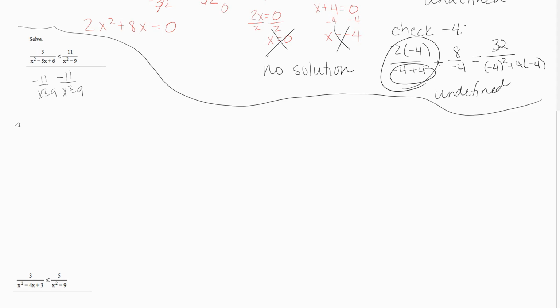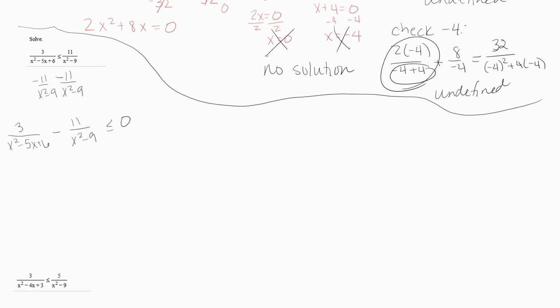So that gives us 3 over x squared minus 5x plus 6 minus 11 over x squared minus 9, and that'll be less than or equal to 0. Okay, the next thing we need to do is combine our fractions so that we just have one rational expression. So we're going to need to make a common denominator.